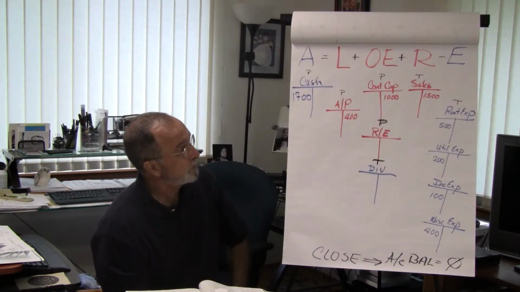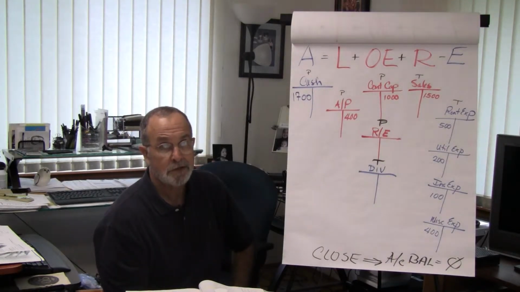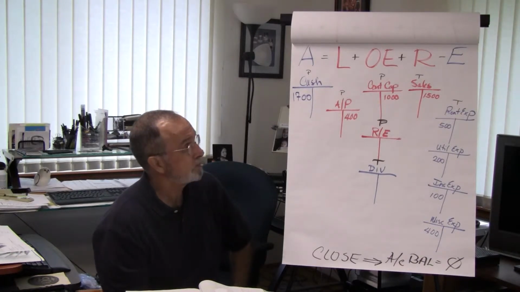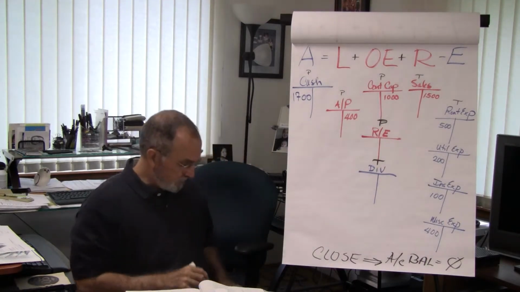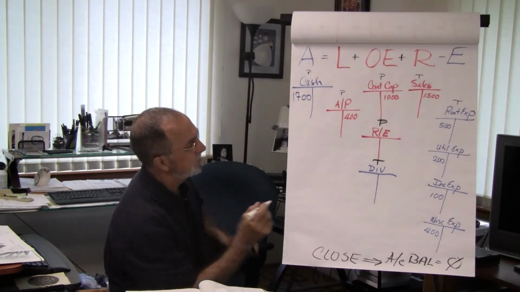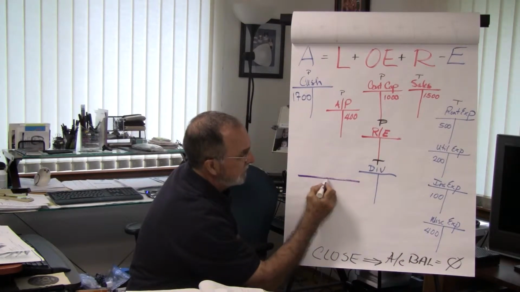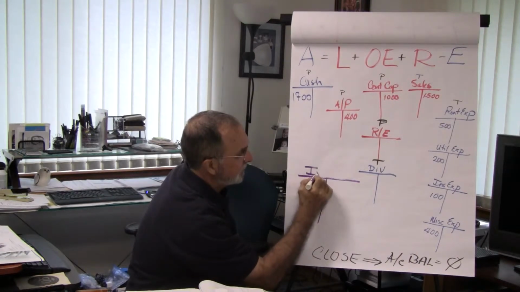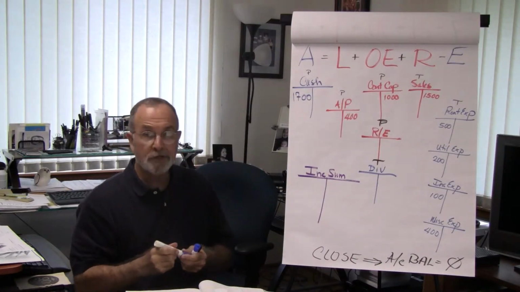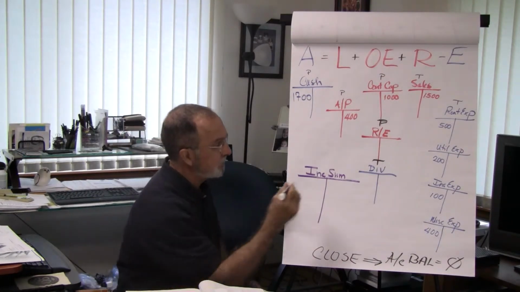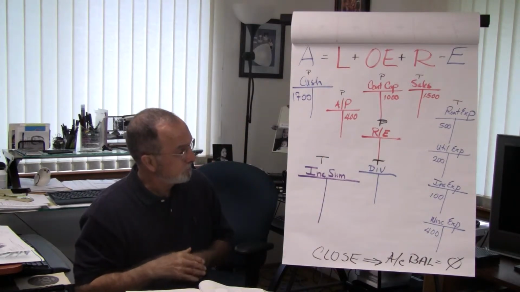Over on the right side of the equation, we have revenues and expenses. All revenues and expenses are temporary accounts, which means that those accounts are closed. Now, there's an additional account that is used only for the closing process, and the name of that account is income summary. And the income summary account is also a temporary account. That account is closed at the end of the year.